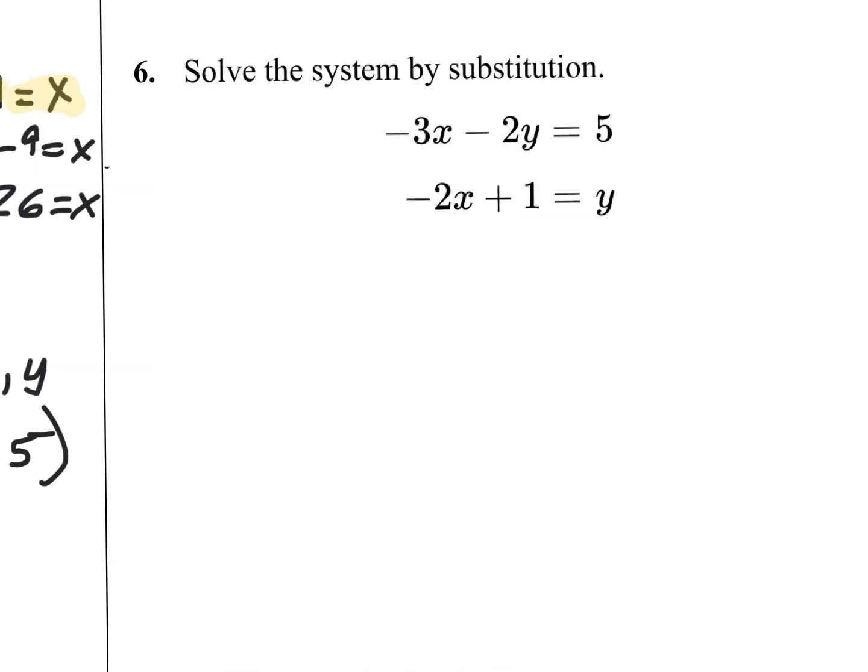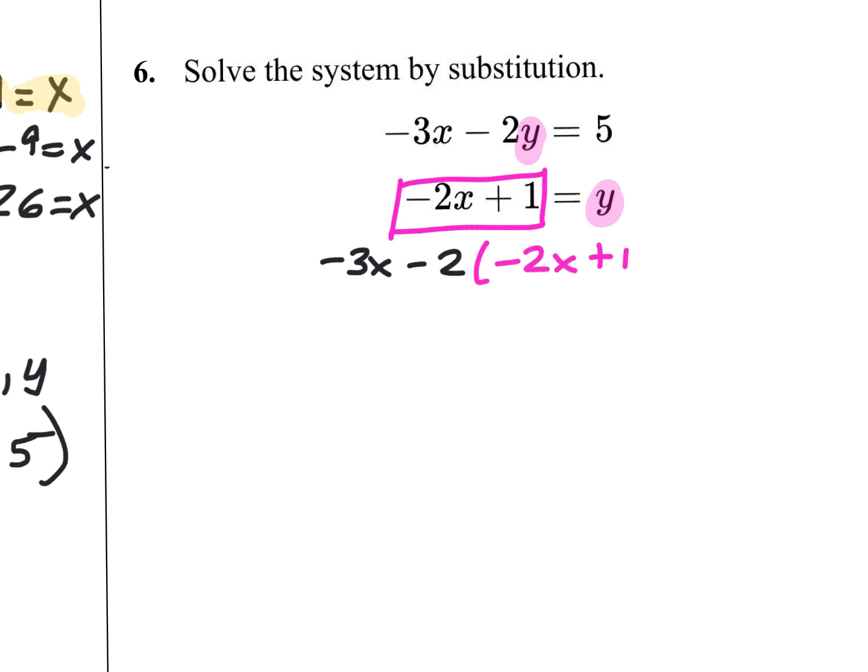Okay, last but not least, what's my isolated variable? My isolated variable is the y. What is y equal to? It is equal to negative 2x plus 1. So when I rewrite the other equation, negative 3x stays the same. Minus 2 stays the same. The only thing different is instead of writing a y, I'm going to write negative 2x plus 1.